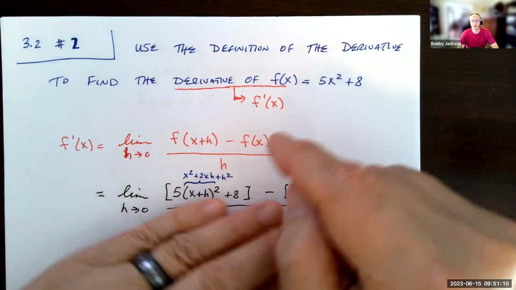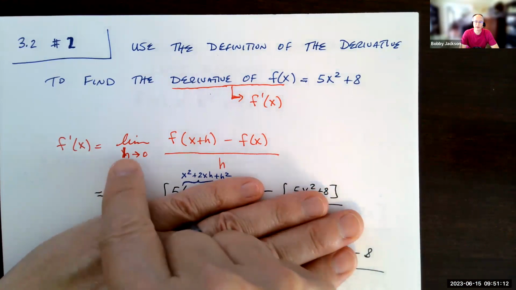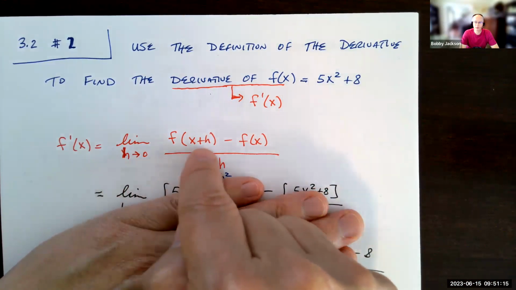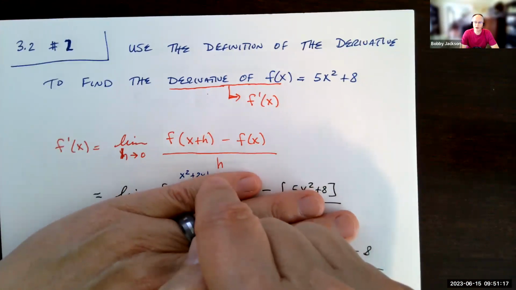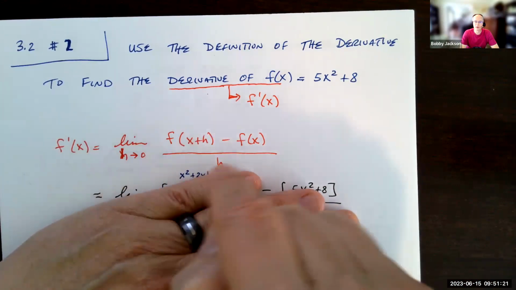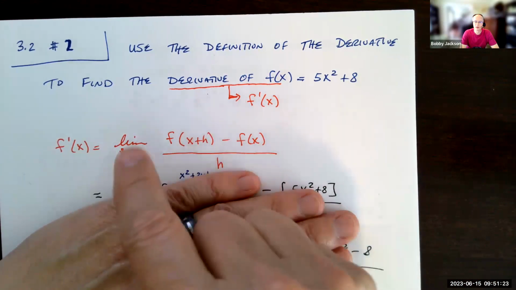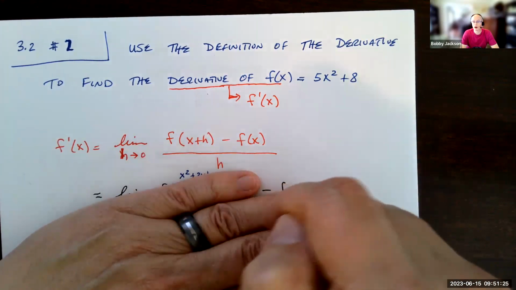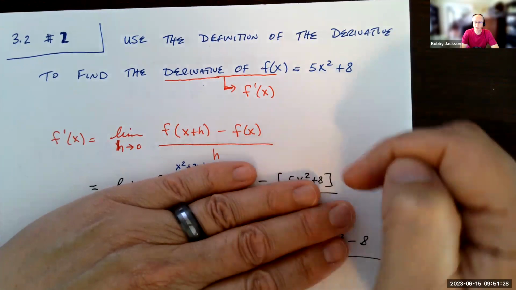So what is the limit definition? Here it is. F prime of x is the limit as h goes to 0 of f of x plus h minus f of x over h, right? This will be given to you on the test. There's, of course, this definition. There's also the alternate definition, but we're going to use this one.